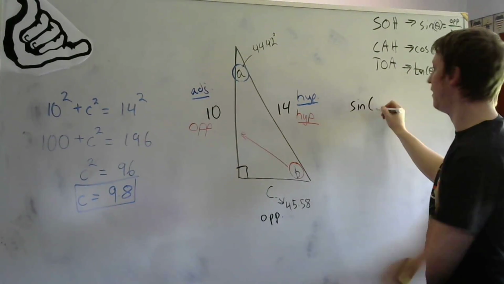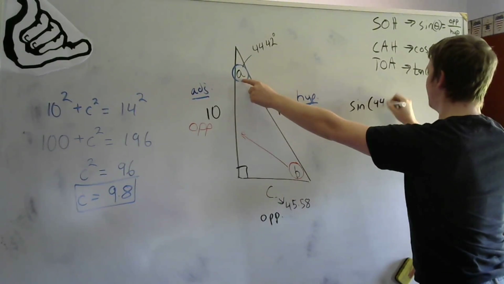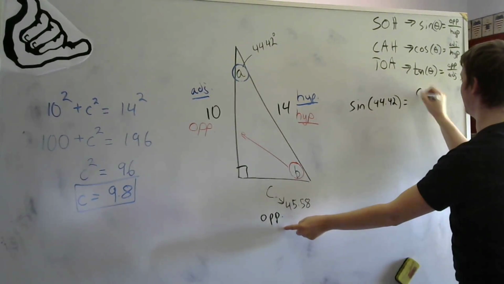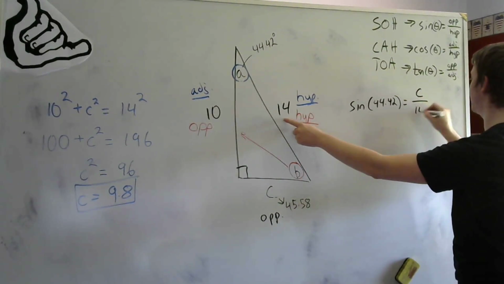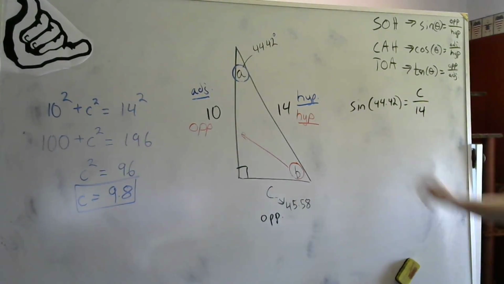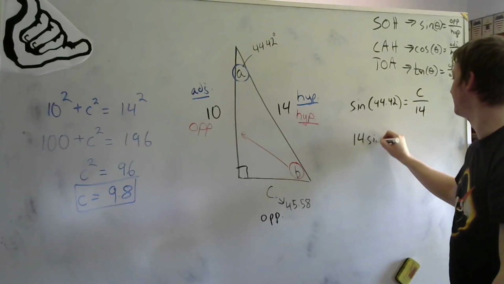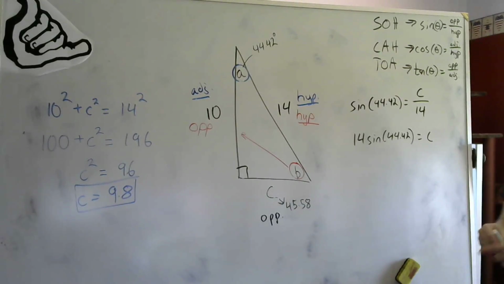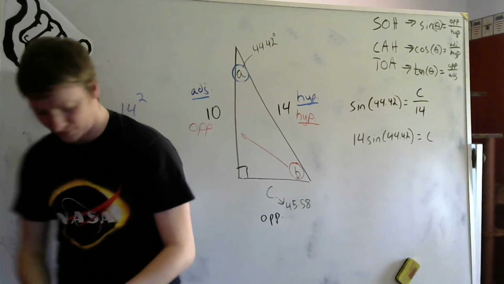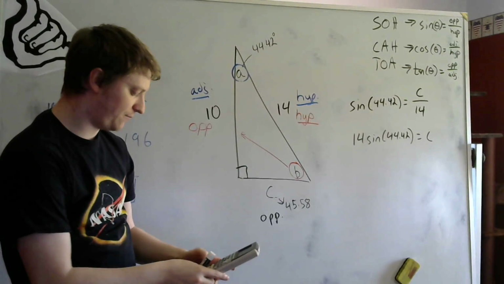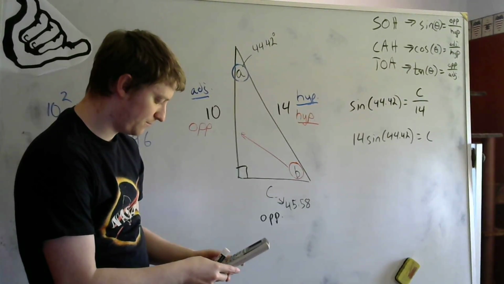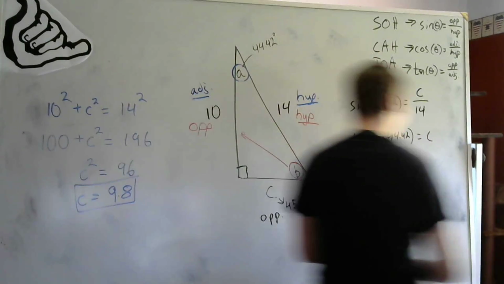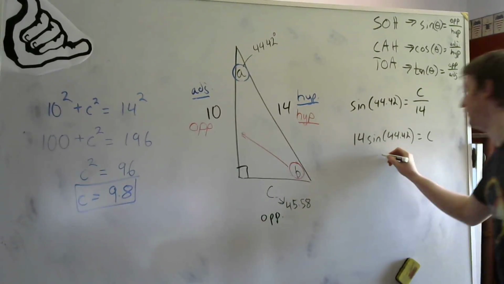Sine of this angle, 44.42, should be equal to the opposite, which is C, divided by the hypotenuse, which is 14. So I can do 14 times sine of 44.42, and that's C. 14 times sine of 44.42, 9.8. Good to know math works.